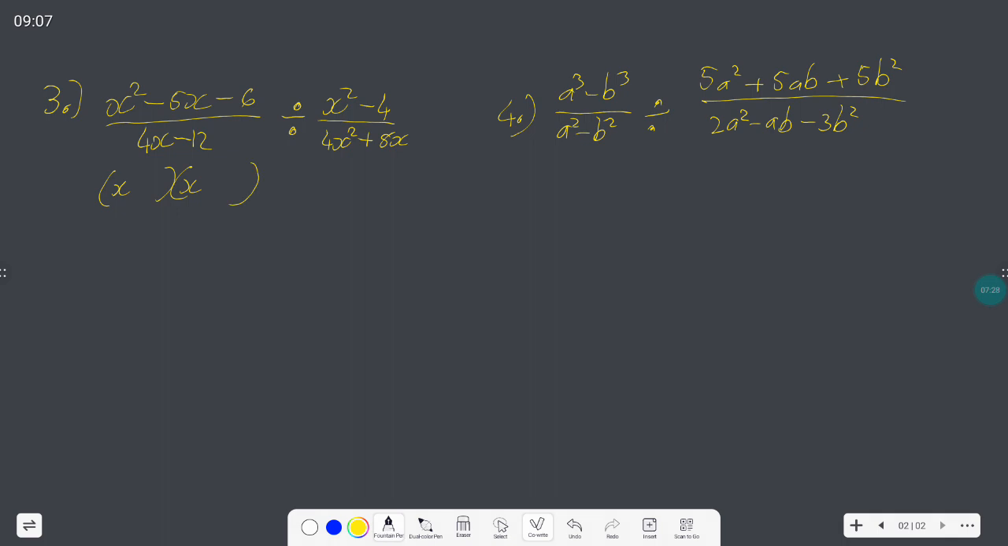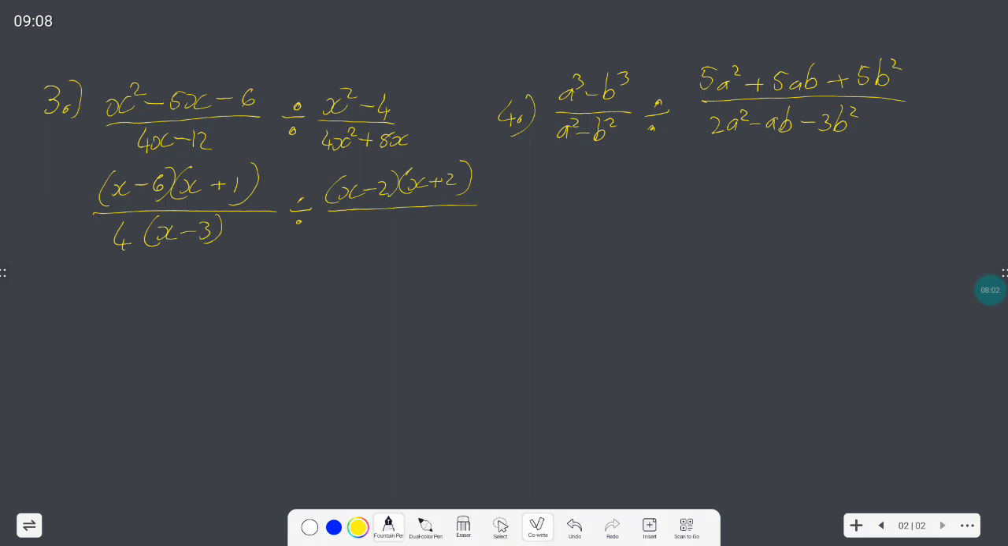I have x. What will be in my brackets? Remember, it's negative 5 in the middle and negative 6 at the end. So I've got x minus 6 and x plus 1. Divide by, what can I take out commonly? 4. I'm left with x minus 2. Divide by, let's keep it divide by. What will happen there? I will have x minus 2 and x plus 2.